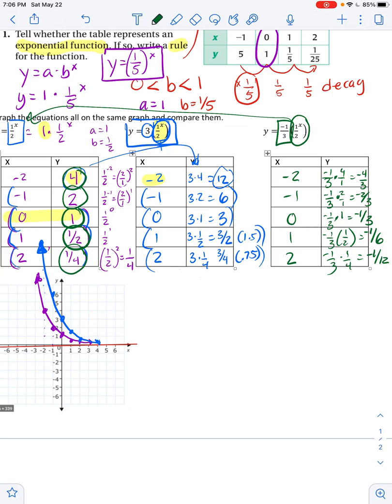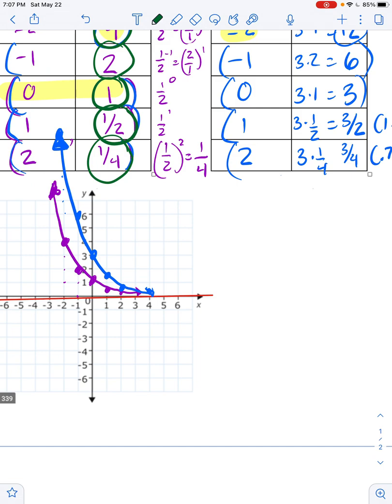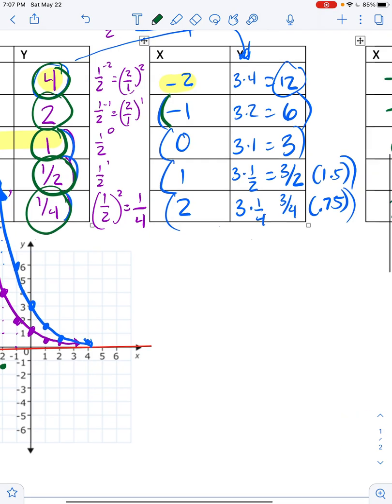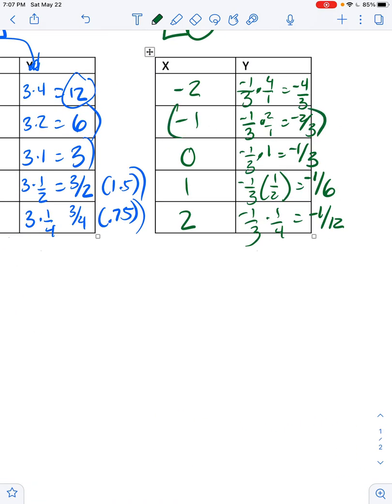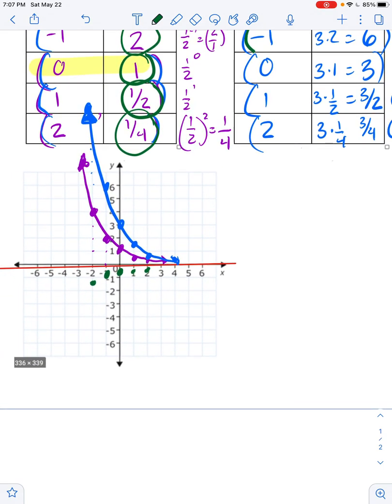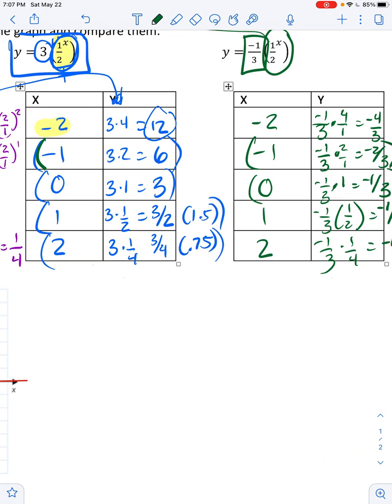So at -2, I'm going to go down 1 1/3. At -1, I'm going to go down to 2/3. At 0, I'm at -1/3. At 1, I'm at -1/6, then -1/12. Obviously, I can't draw those any clearer. So I'm going to end up with a graph that's still coming in towards that 0 line, but now it stays below because that negative in the front did what it always does.